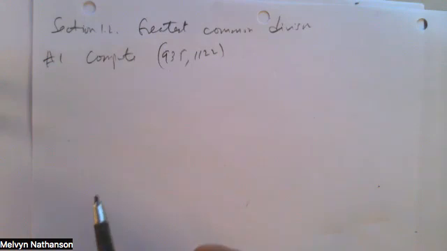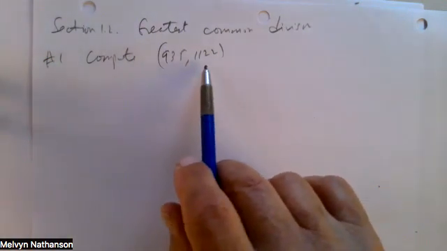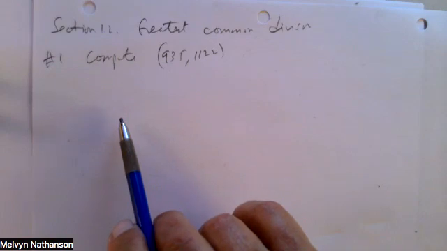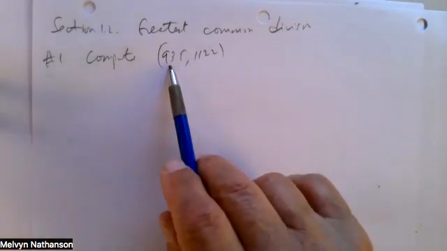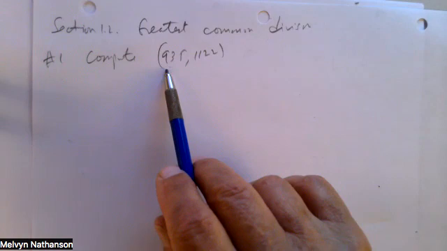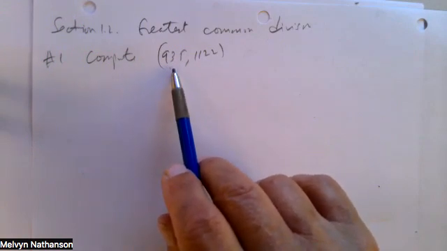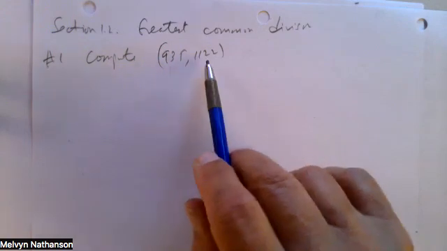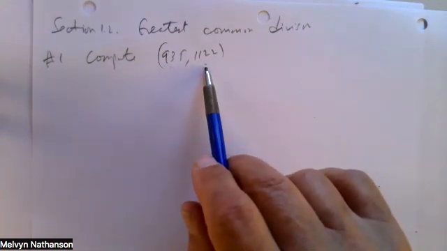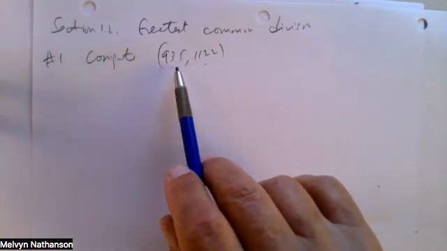How do you find the greatest common divisor? This number is not divisible by 2. This number is not divisible by 3. You can check that quickly. This is not divisible by 5. Is this divisible by 7?